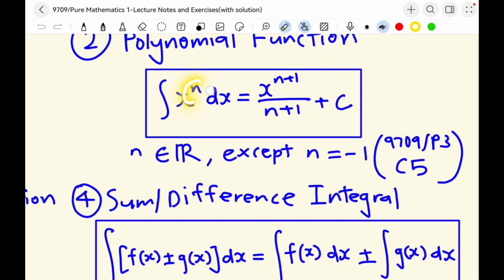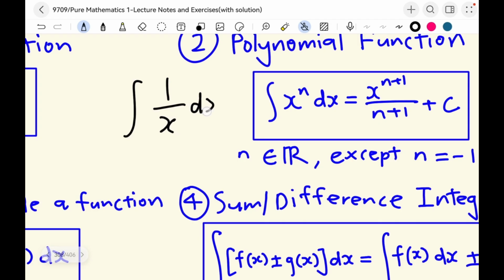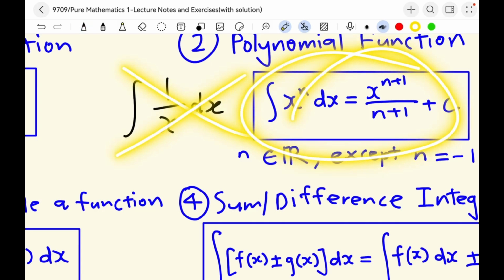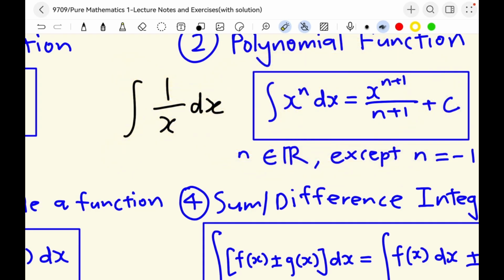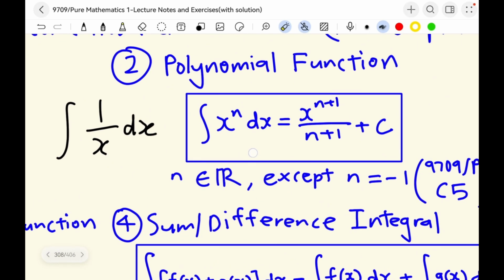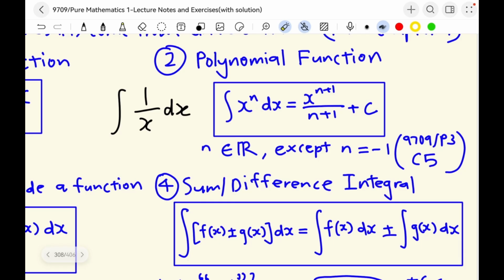Okay, so this rule is valid except for n equal to -1. Why? Because if you apply -1, you are integrating the reciprocal function, which is 1 over x, which cannot be integrated using just the polynomial function integral rule over here. So this is the A2 syllabus, you will learn this later. Okay? So to let this rule become valid and applicable, your n must be a real number, except for n equal to -1.